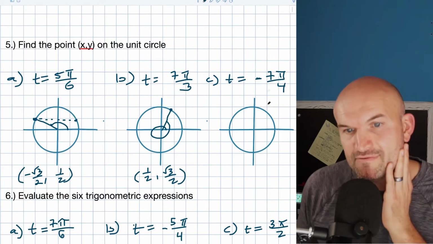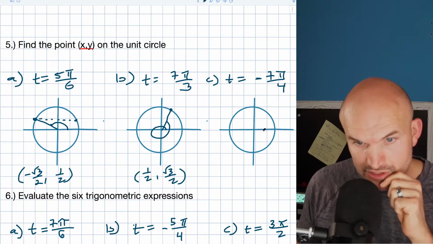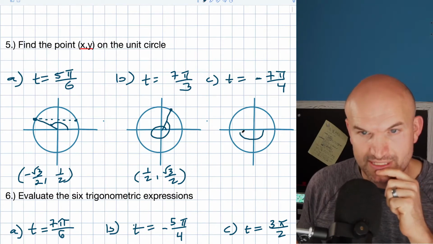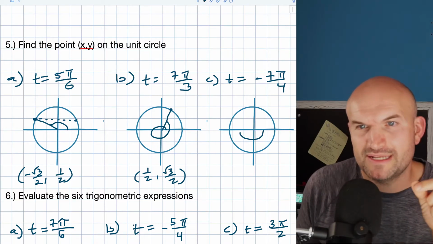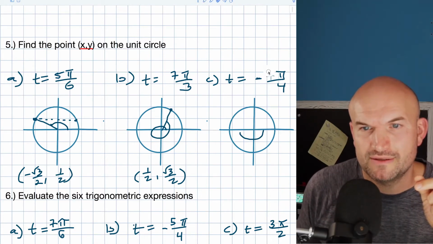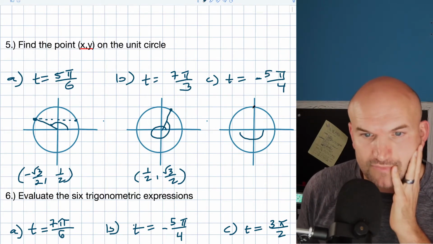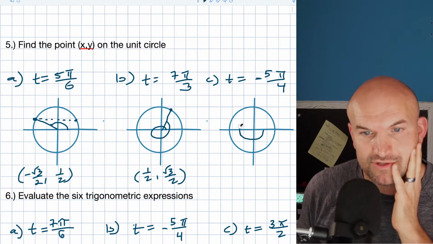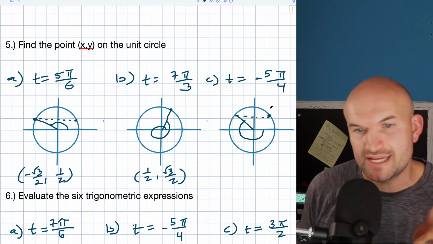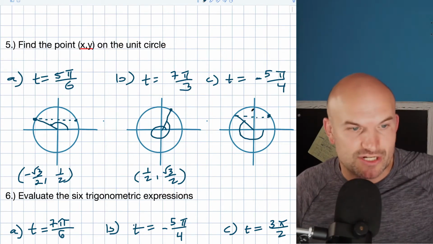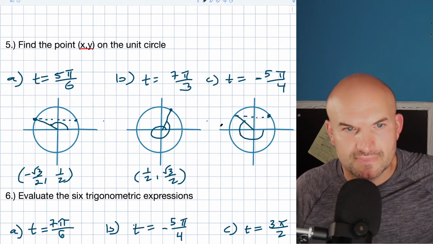And then I have negative 7 pi over 4. So negative 7 pi over 4. So that's going to be, why am I doing negative 7 pi? That should be negative 5 pi over 4. What am I doing? Negative 5 pi over 4. So negative 5 pi over 4 is going to be from right here, which is going to be directly across from this negative pi over 4. You can hopefully see that reference angle. But again, it's in the second quadrant. So no, I don't want that.